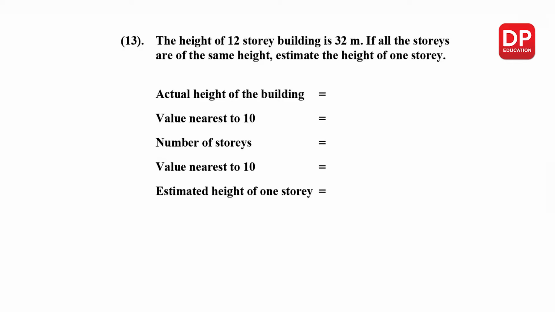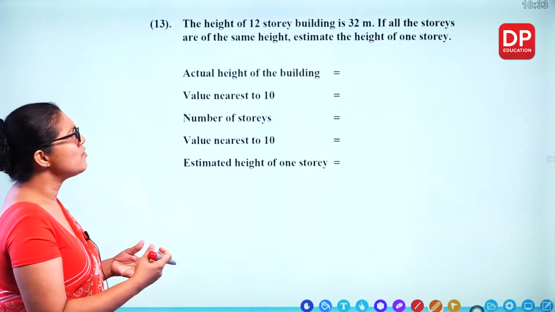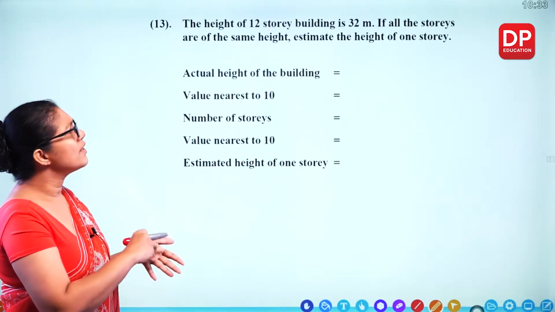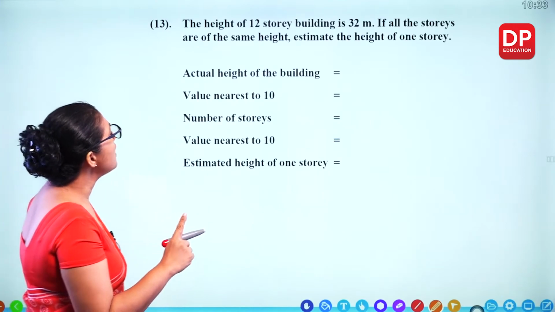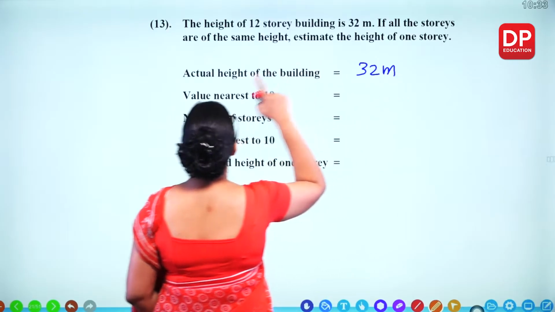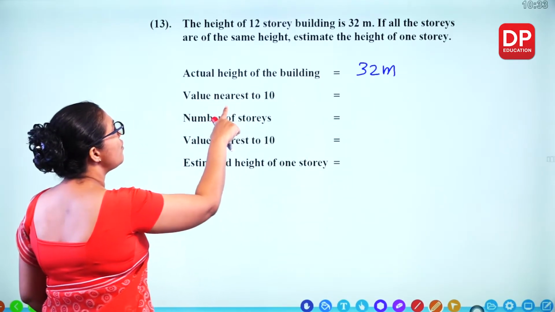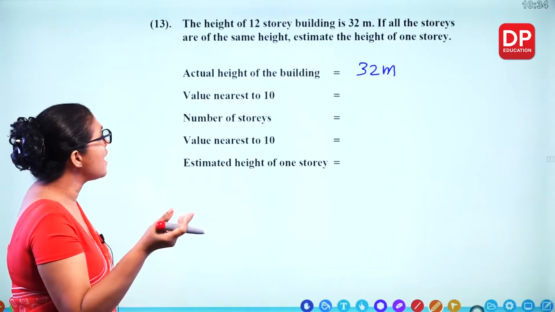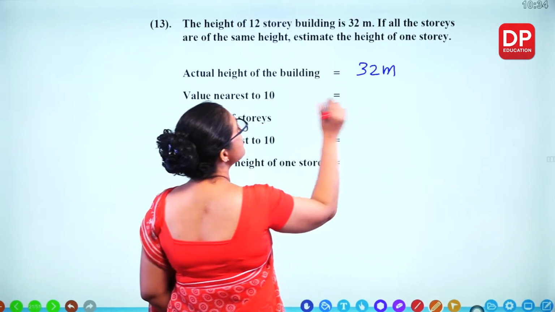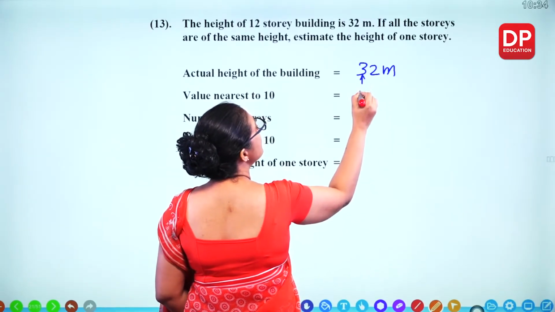The height of 12-story building is 32 meters. If all the stories are of the same height, estimate the height of one story. So estimate means you don't need the exact value. You can round off all these values. So what is the actual height of the building? 32 meters. That's the actual. But you can find the value nearest to 10 because the final answer is an estimated value. So to the nearest 10, what's the number? That's 30.